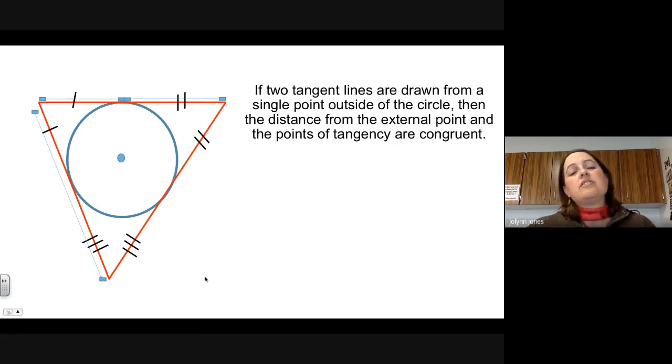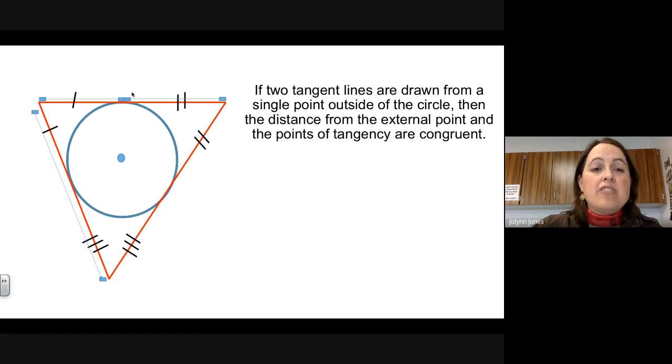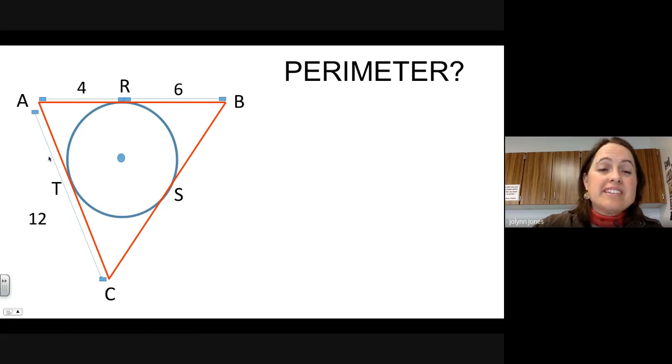All right, now another part about tangents is that you can have more than one tangent to a circle. So all 3 of these red lines are tangent to this circle. And if you have 2 tangent lines drawn from a single point that's outside the circle, then the distances to those points of tangency have to be congruent. They're the same. And I've marked that congruency on this diagram. So with this situation, I've given you parts of the side lengths of those distances from the points to the point of tangency, and I want you to find the perimeter.